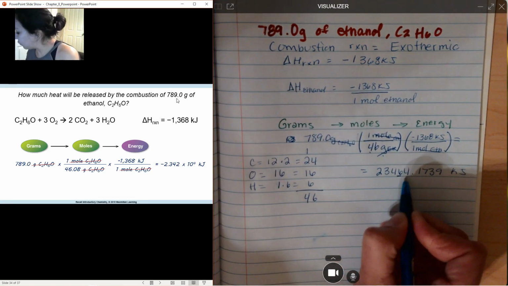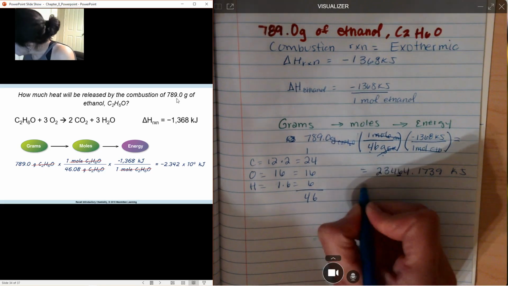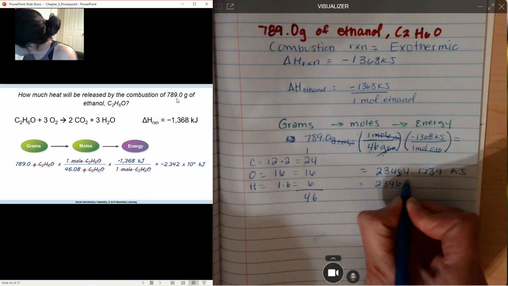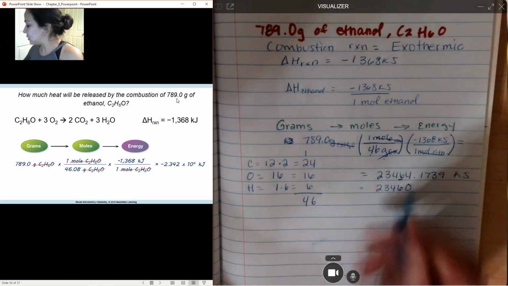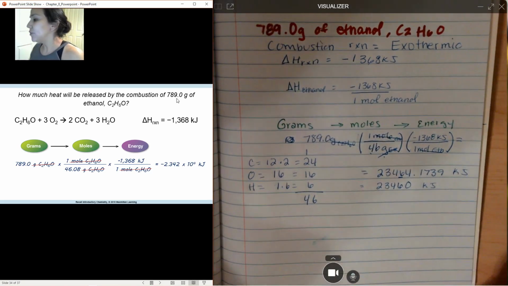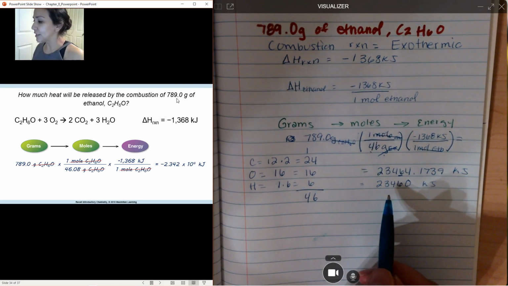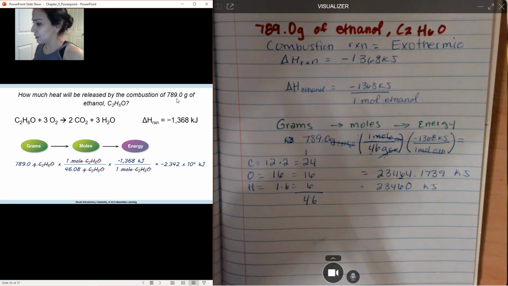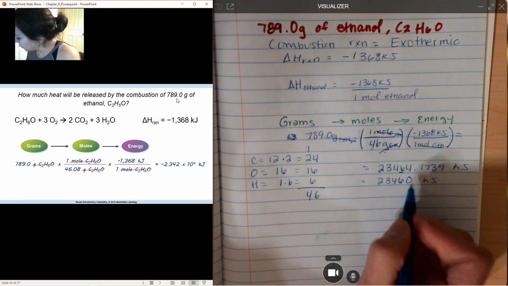That's right here. This 4 does not round up that 6. So we're left with 2, 3, 4, 6, 0 kilojoules. However, we already know that we still don't report our answers like this. We report our answers in scientific notation. Big answers in scientific and small ones in scientific.